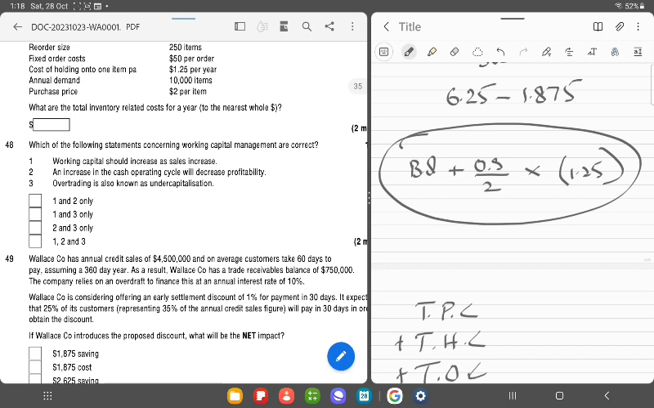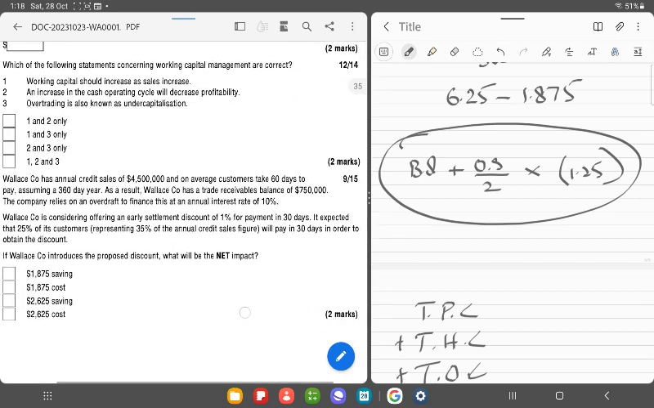Second, an increase in the cash operating cycle will decrease profitability, obviously, because if there is an increase in the cash operating cycle, it means receivable days are increasing. If receivable days are increasing, we need more financing, a larger amount, or for a longer period of time. So we have to pay more interest costs on this finance. That is why profitability will reduce. Overtrading is also known as undercapitalization. This is also true.